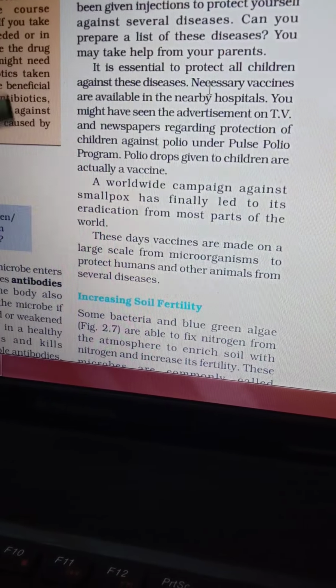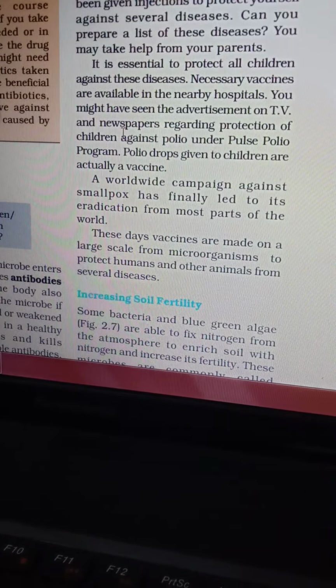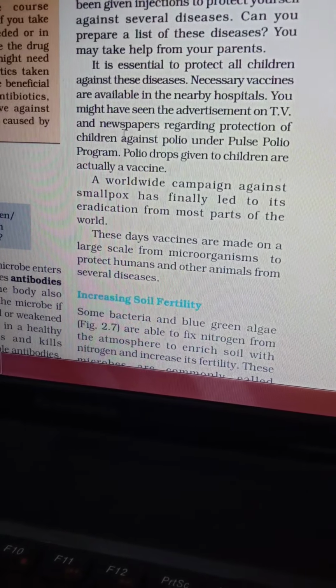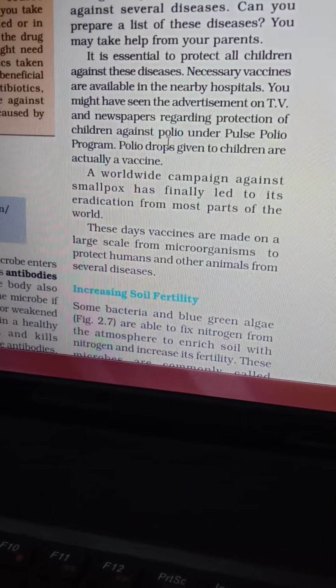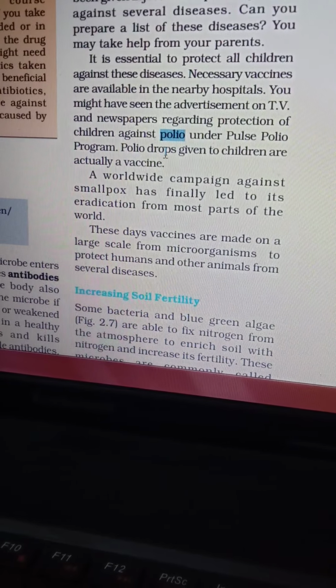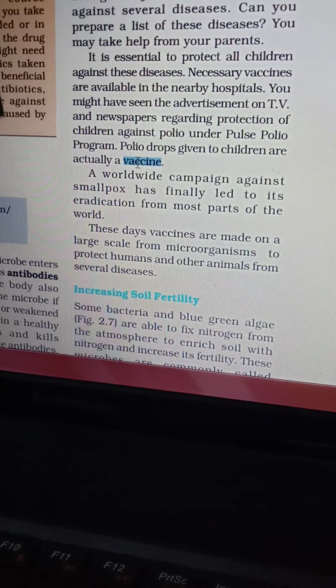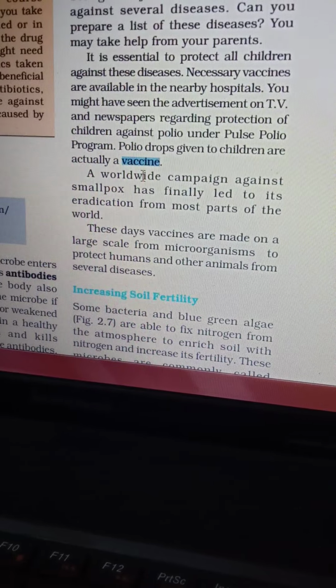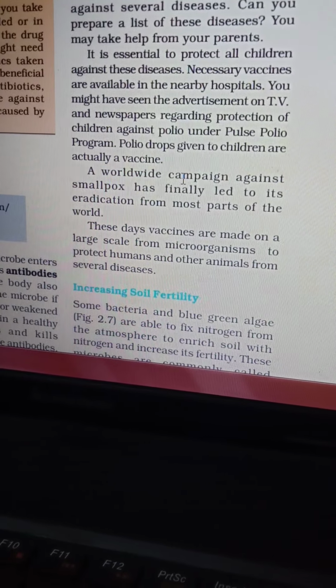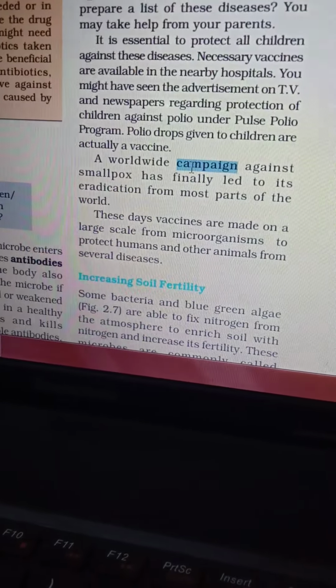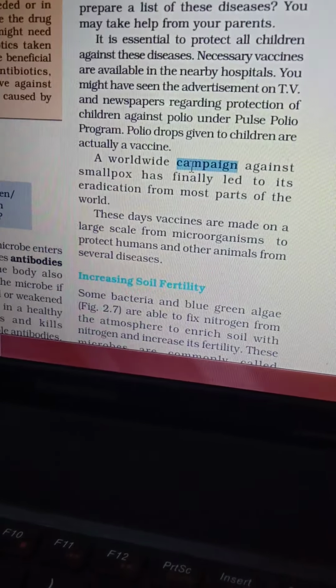And even small babies, right from the 3rd month onwards, are given vaccination, pulse polio drops. It is given to children. It is actually a vaccine to control polio, which is a viral infection. So nowadays we have a wide range of vaccinations given for all these dangerous diseases, and they have come under control.